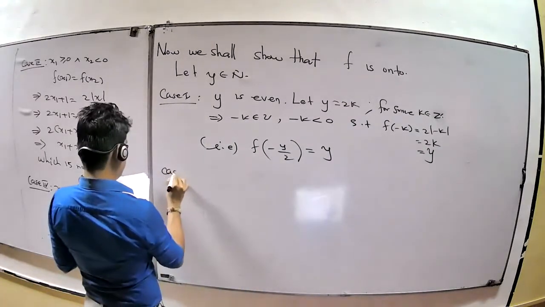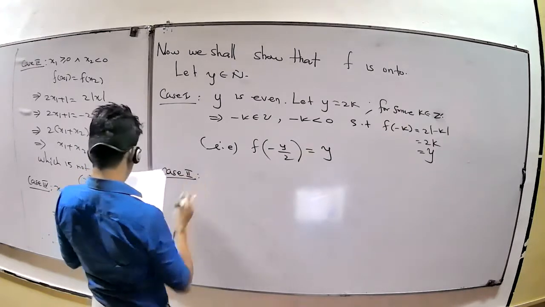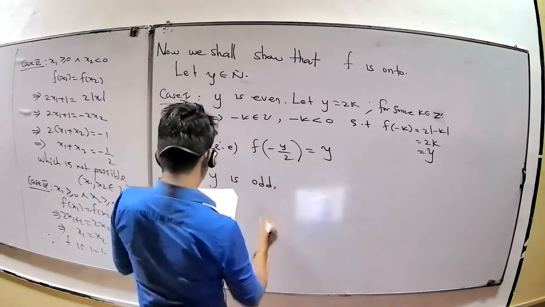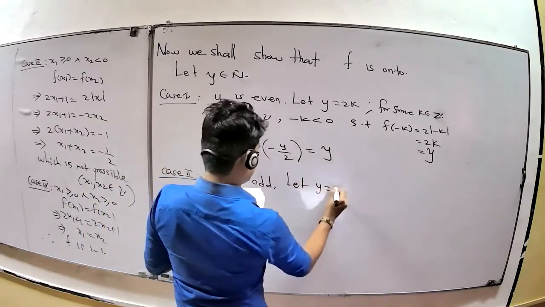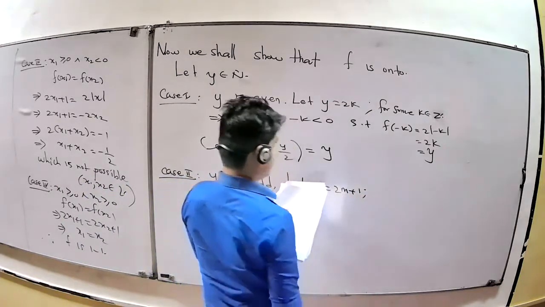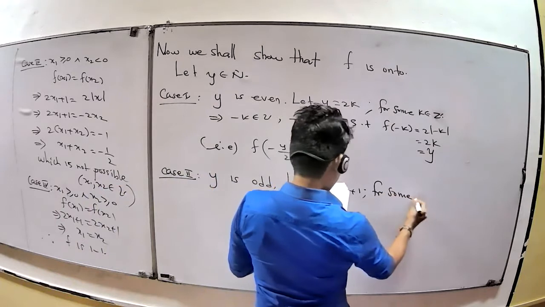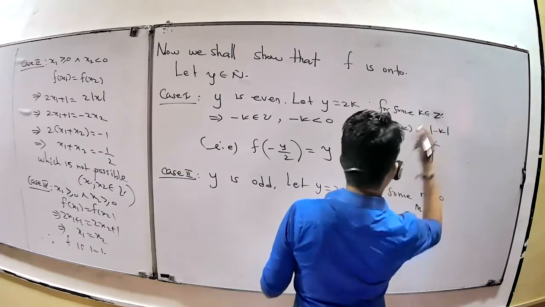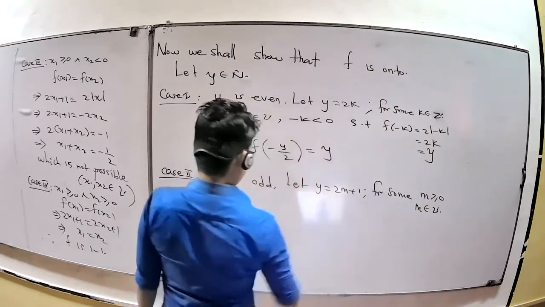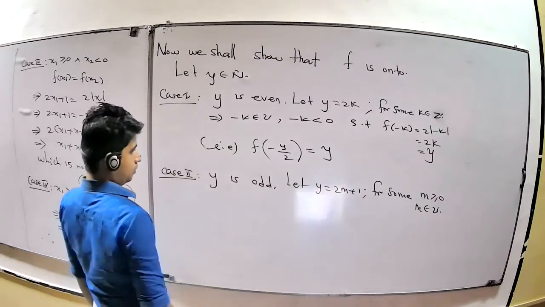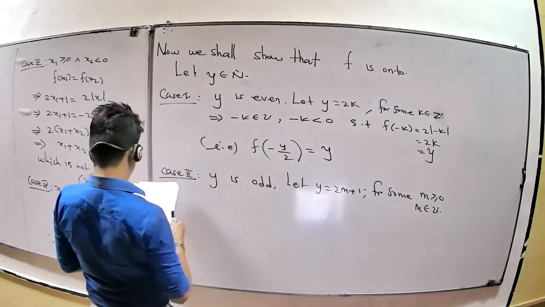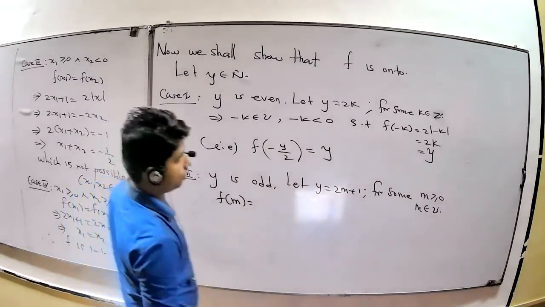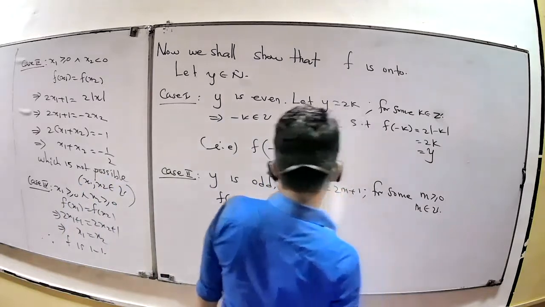Case 2. Y is an odd number. Then you take y equal to 2m plus 1. Here m belongs to the natural numbers, for some m greater than or equal to 0, and m belongs to the integers. Here minus k less than 0 is only the first case possible. Here greater than or equal to 0 is for the second case, right? M belongs to the integers, right?